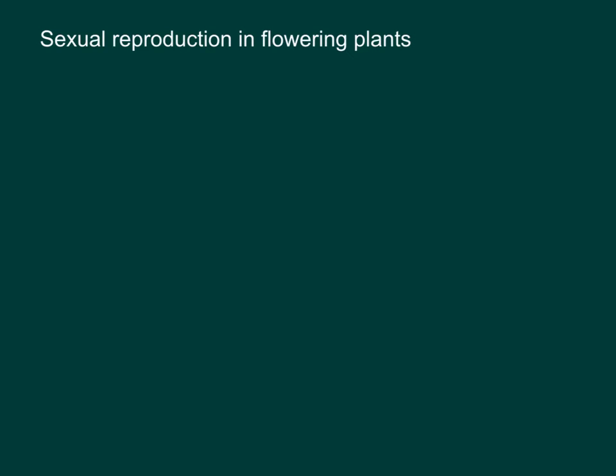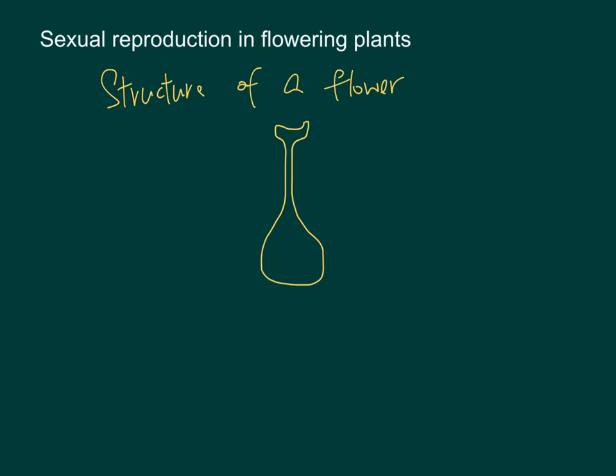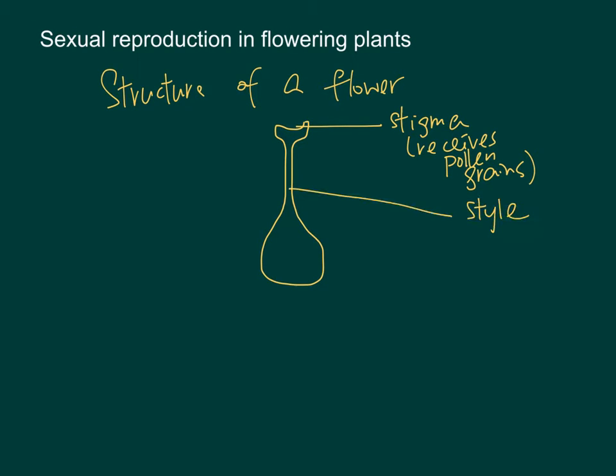The flower is the reproductive organ in flowering plants. So now let's take a look at its structure. This is the stigma and it receives pollen grains. Next, we have the style, which supports the stigma and makes sure it stands upright.